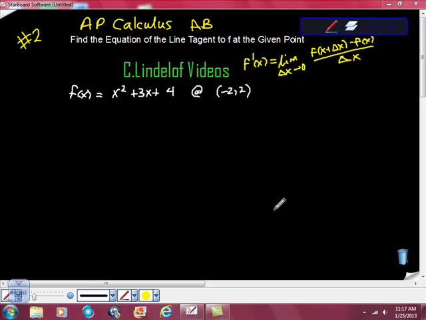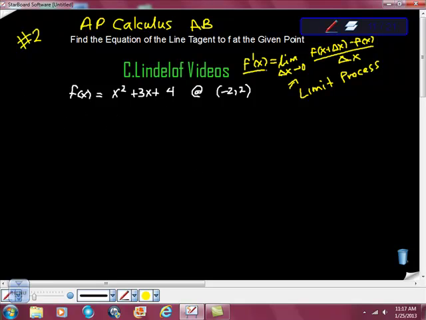AP Calculus AB, find the equation of the line tangent to f at a given point, and we're going to do this today using the limit process. So we're going to use the limit process, and the limit process is defined above right here. As we do this, this is what our AP reader is going to be looking for. So let's see if we can't get this out.